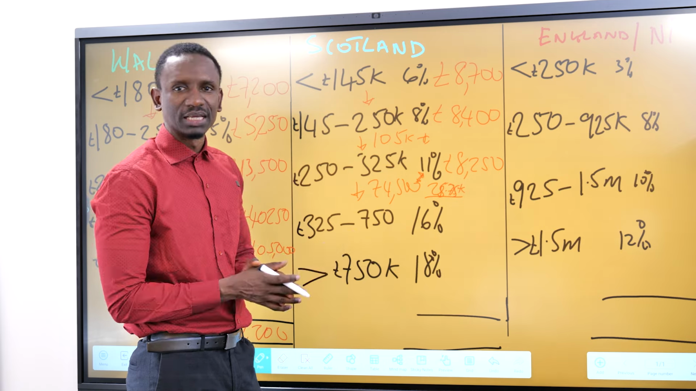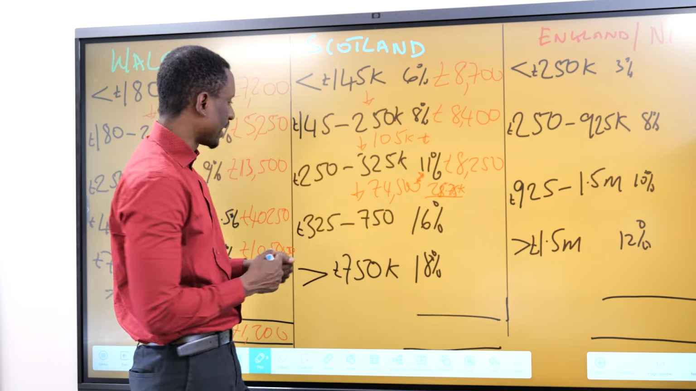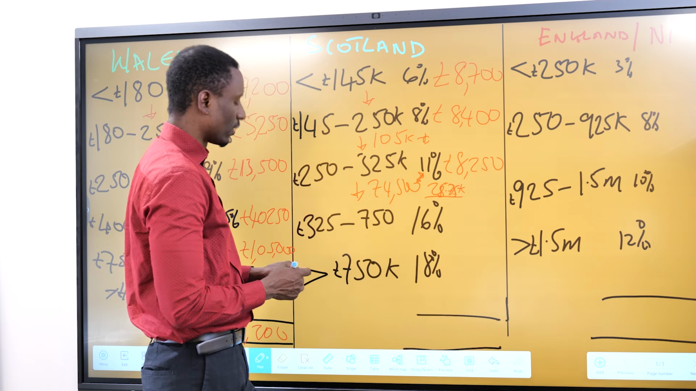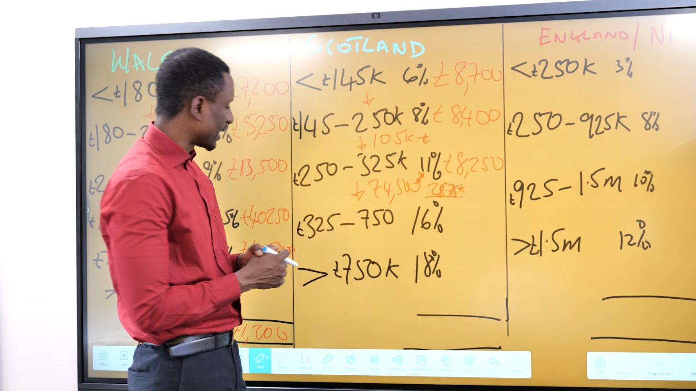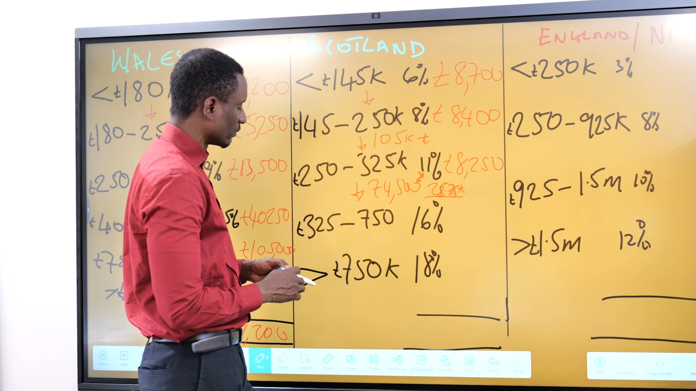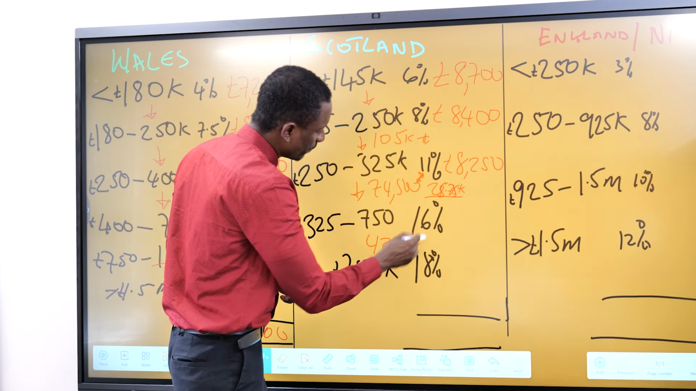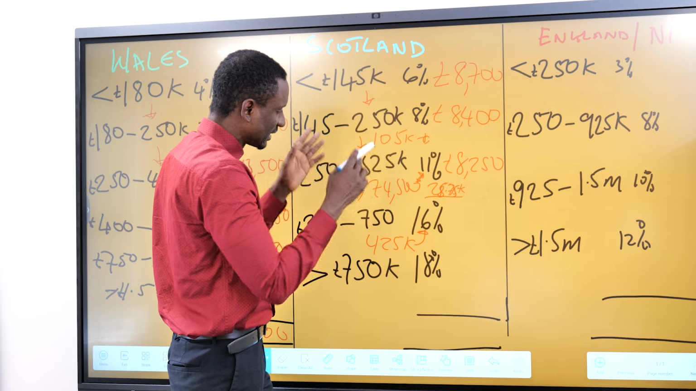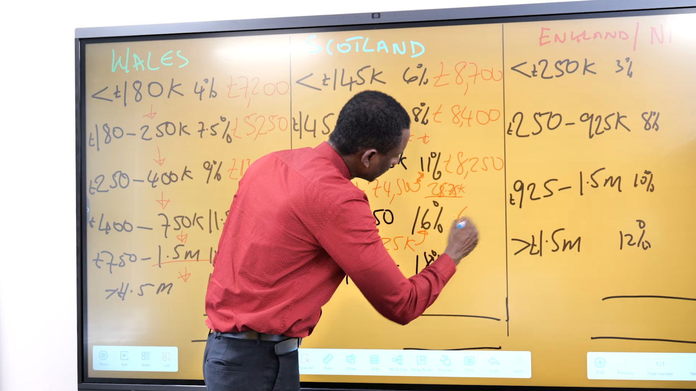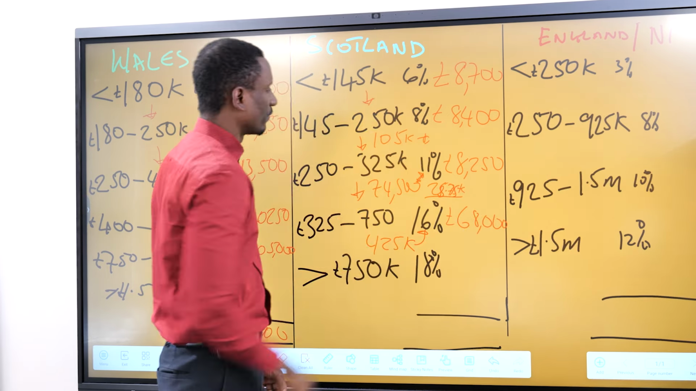Suppose now we're buying a property that's worth £750,000. So the additional tax we would have paid is on the difference between £325,000 and £750,000, which would have been £425,000. So we would have paid 16% of that as a tax to the Welsh government. That would have been £68,000. That £68,000 again would have gone to the government.